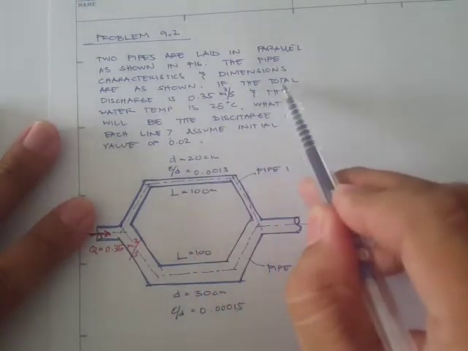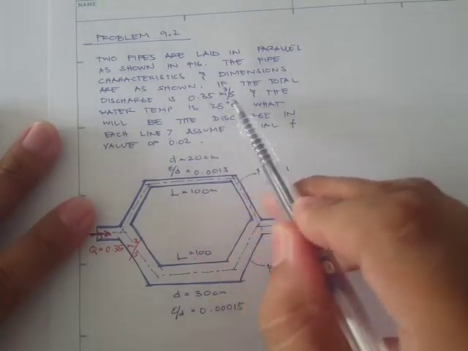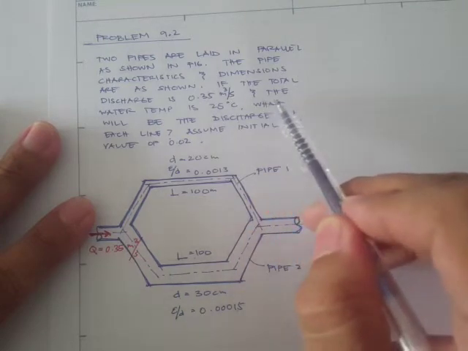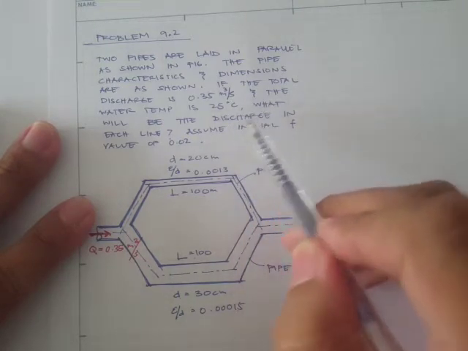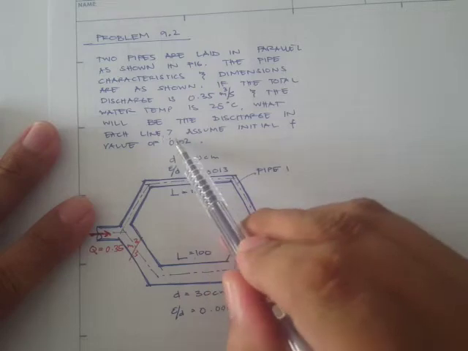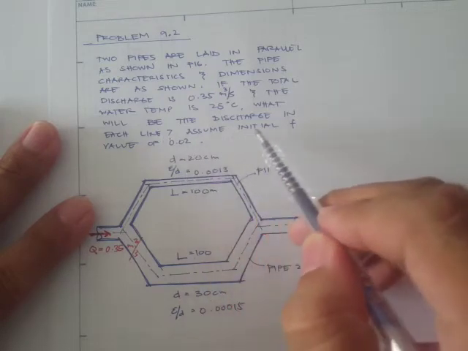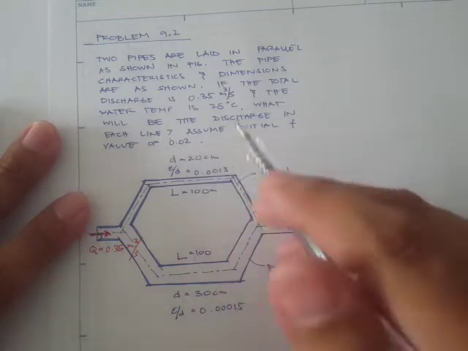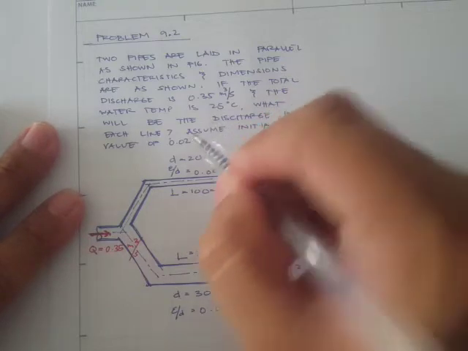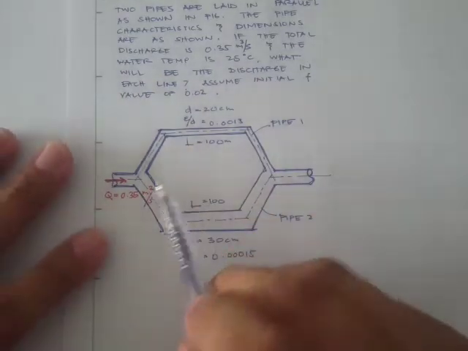Okay, if the total discharge is 0.35 cubic meter per second and the water temperature is 25 degrees C, what will be the discharge in each line? Assume initial F value of 0.02.